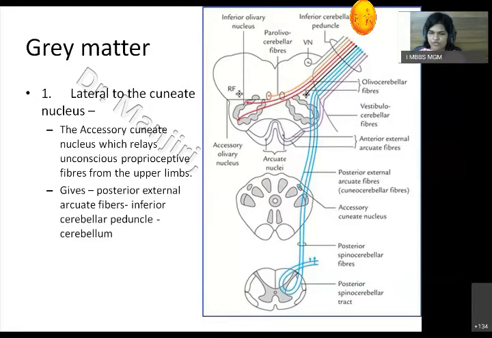Forming a different tract, in the diagram we are able to see this is the accessory cuneate nucleus. From here, the posterior external arcuate fibers, also called cuneocerebellar fibers, ascend upwards and go through the inferior cerebellar peduncle to the cerebellum. Okay, so that is the cuneocerebellar tract.